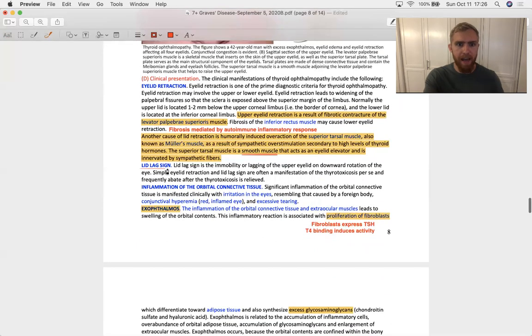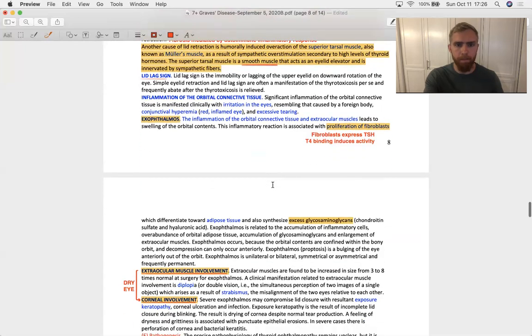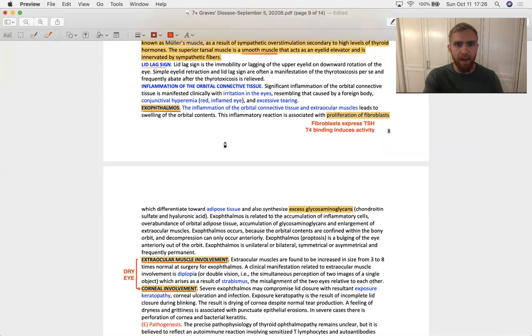So if the patient has lid lag sign, that means that their eyelids are stuck up. If you see that they have exophthalmos, that means their eyes are bugging out. And again, it's because fibroblasts are going to divide and differentiate into adipocytes and also produce excess glycosaminoglycans in response to this autoantibody binding the thyroid stimulating hormone receptor and activating it, similarly to how normal TSH would.